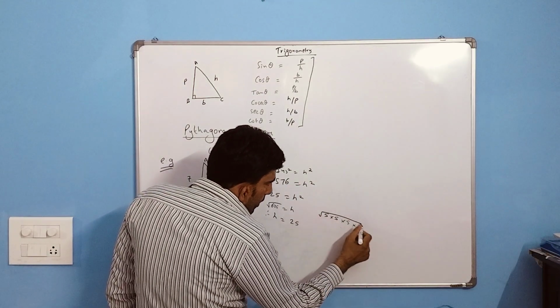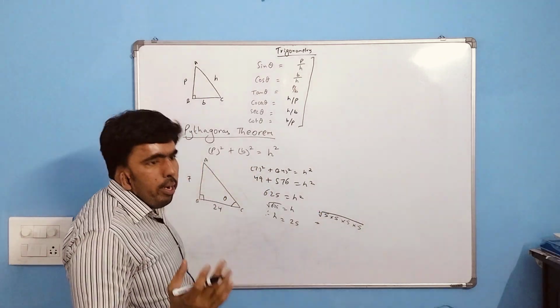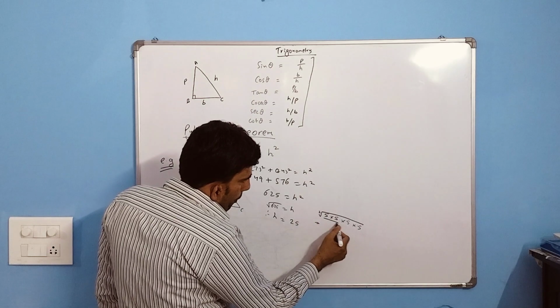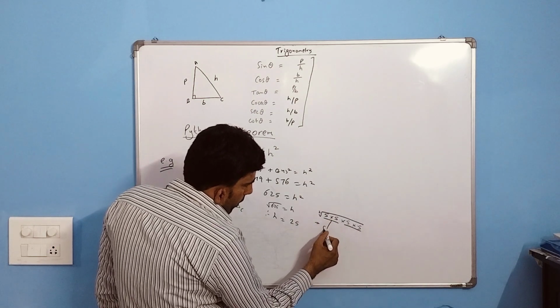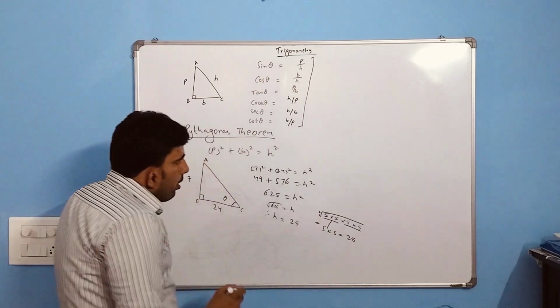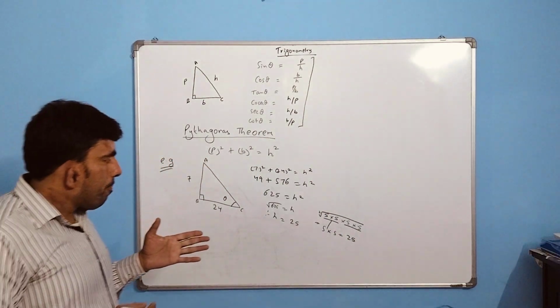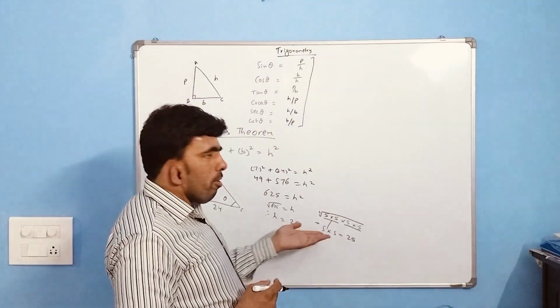So you will get like this. So we are calculating the square root. We will find one pair, one, and we'll take one outside. So finally you got 25. Okay. So that is how you are able to calculate the square root of any number.